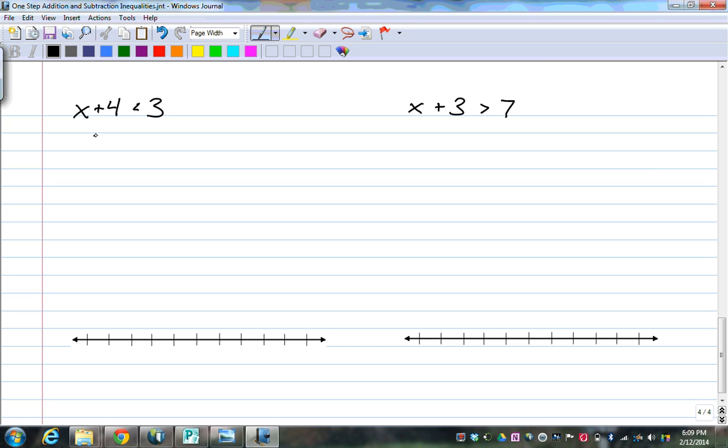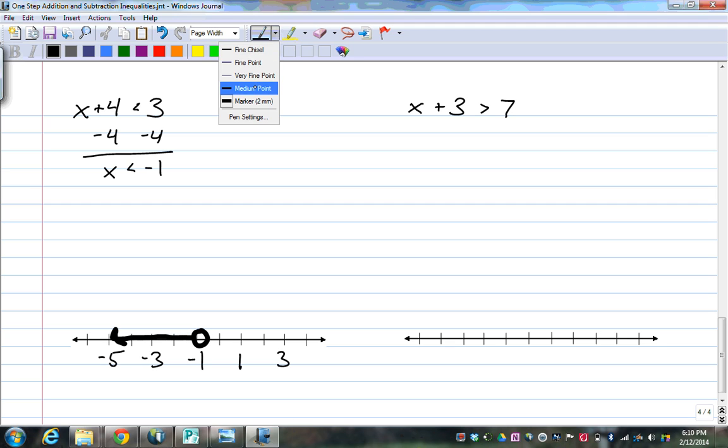Okay, this one, subtract 4 from both sides. And we have x is less than -1. So here I have -1, and here would have 0. This would be a +1, and this would be a 3, and this would be a -3. This would be a -5. There. And it is less than. So that means it's not included, and it's going to point to the left.